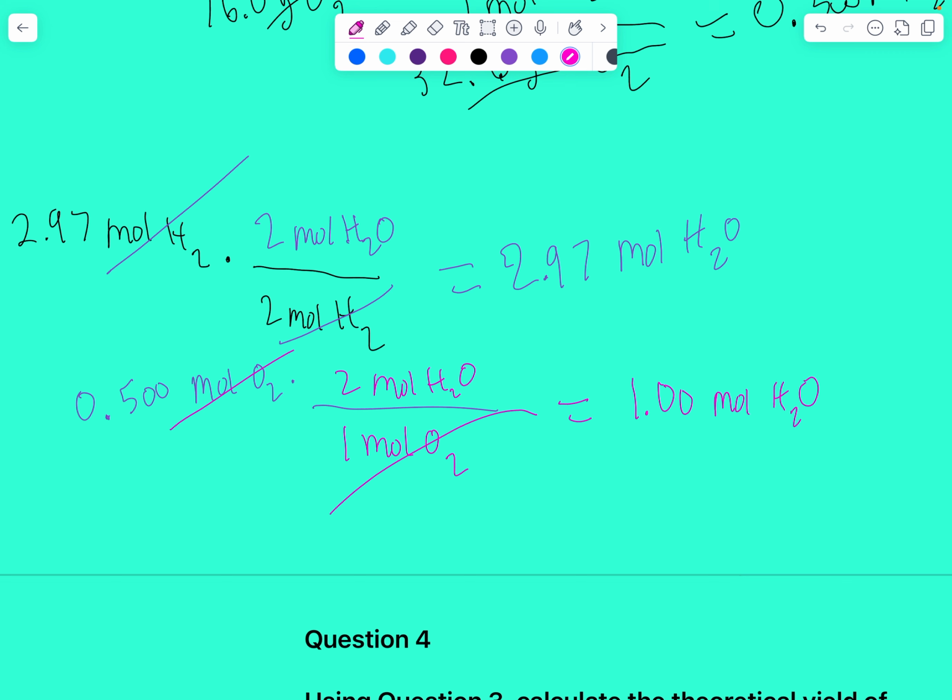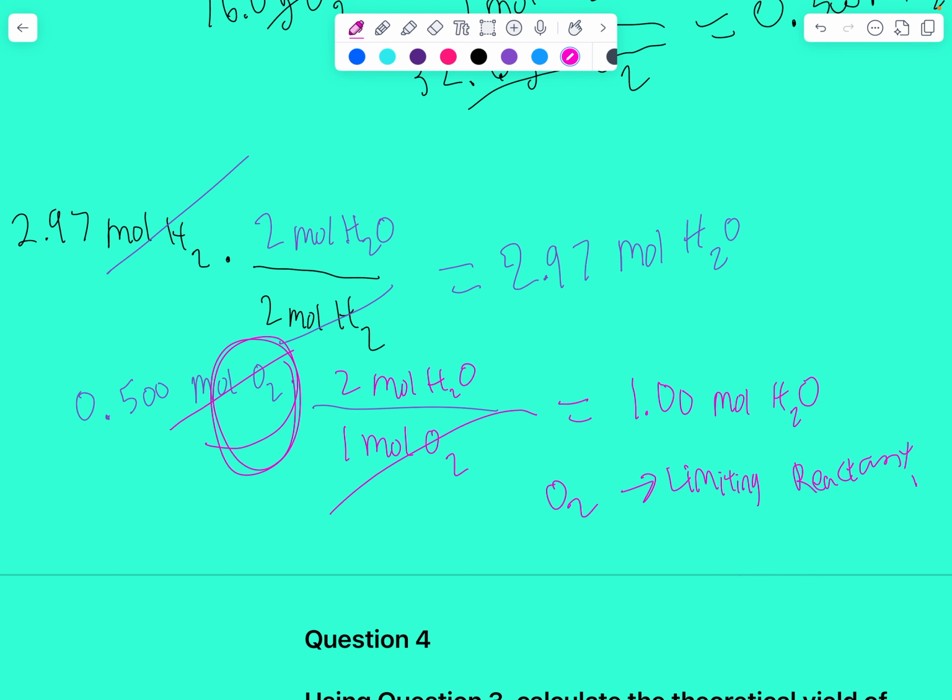So I know 1 is less than 2.97. So I know that O2, which is what I used, is the limiting reactant. The limiting reactant is the one that produces less product. Oxygen can only make 1.00 moles of water, so the reaction stops when O2 is gone.